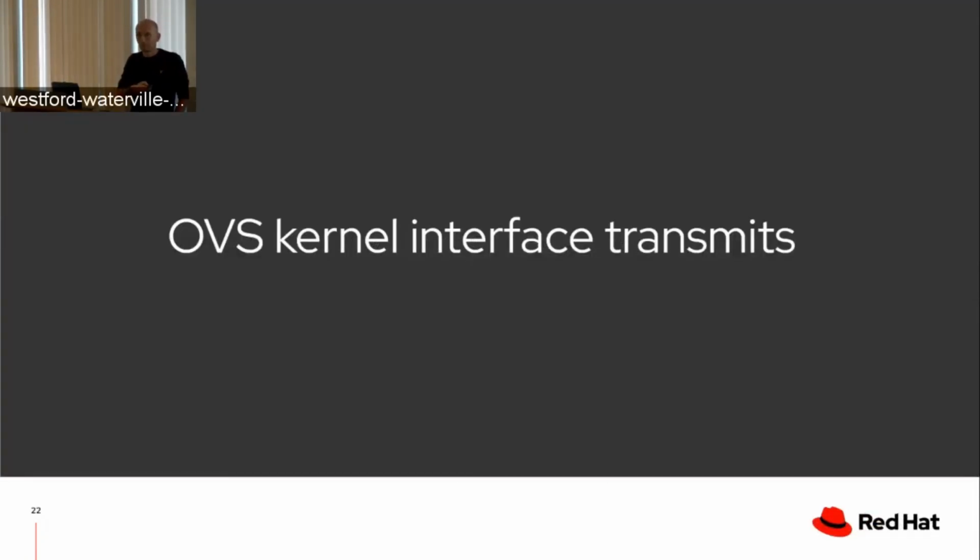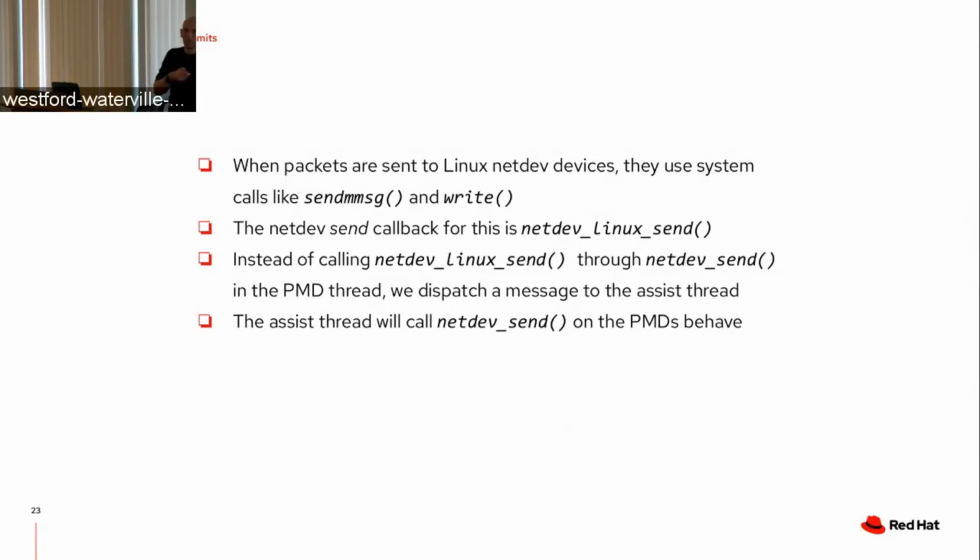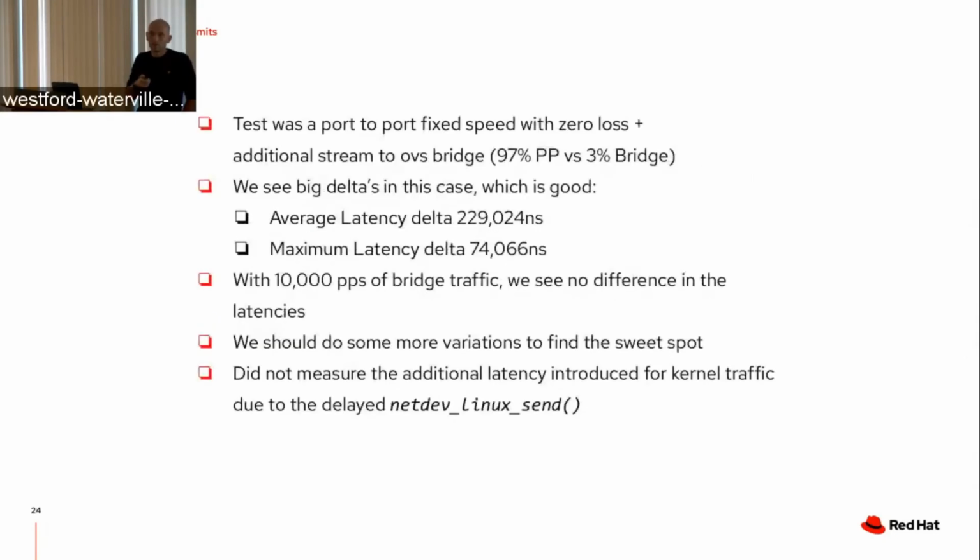So that's one part. The other thing was the OVS kernel interface transmits. I think this is the biggest change, not the biggest change, but the biggest best result. In this scenario, I replaced the send message and the write message by just taking the entire batch of packets that need to be sent to a Linux interface. I just send that data over the message bus and then have the assist thread do it. So there, it was a bit surprising to see.